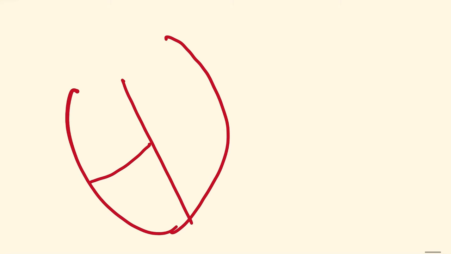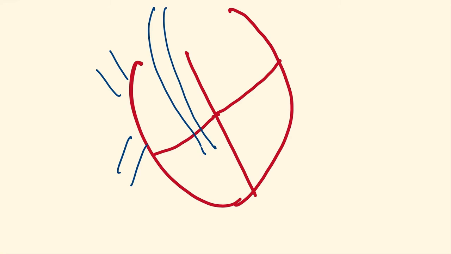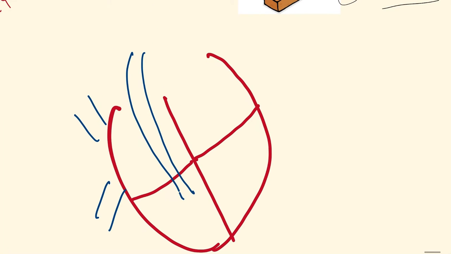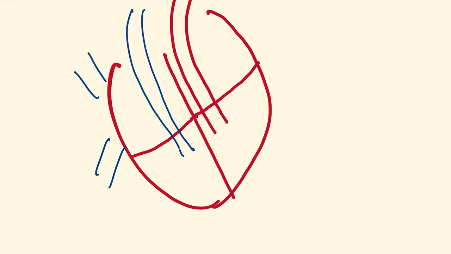So what happens is, this is our heart. This is the superior vena cava, the inferior vena cava. This is the pulmonary artery. This is the aorta. Now normally X amount of blood is flowing towards the heart, and our normal heart is able to pump it normally.